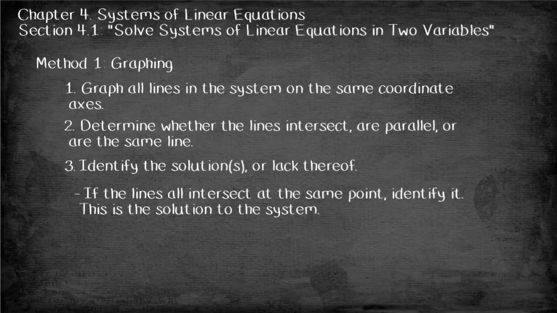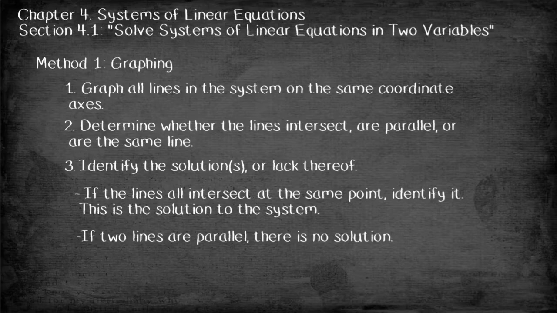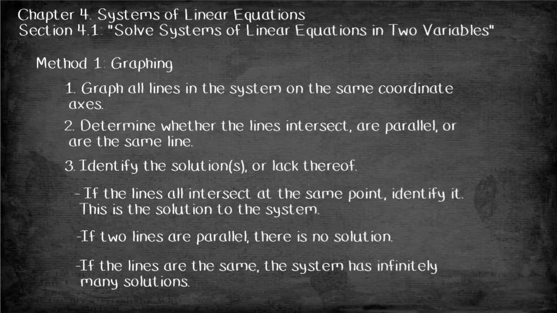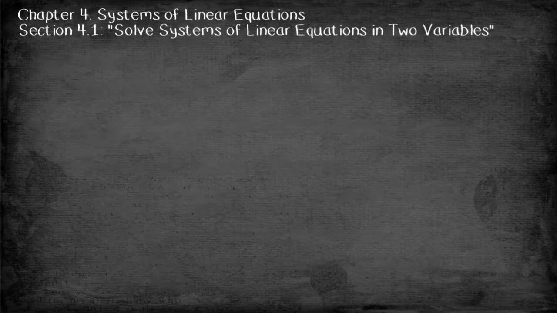If all the lines intersect at the same point, you want to identify what that point is. That is your solution. Just that one point. If you run into a case where 2 of your lines are parallel, then there can be no solution because those 2 lines never overlap. Or if it happens that the lines are the same, then the system actually has an infinite number of solutions. So let's look at an example.